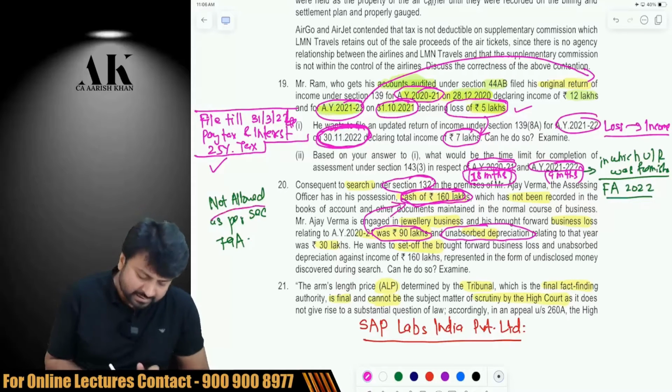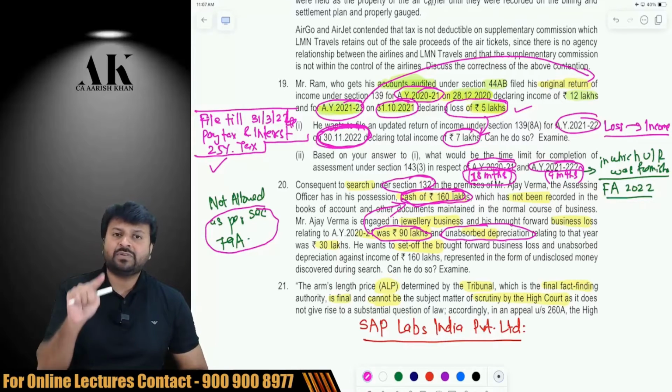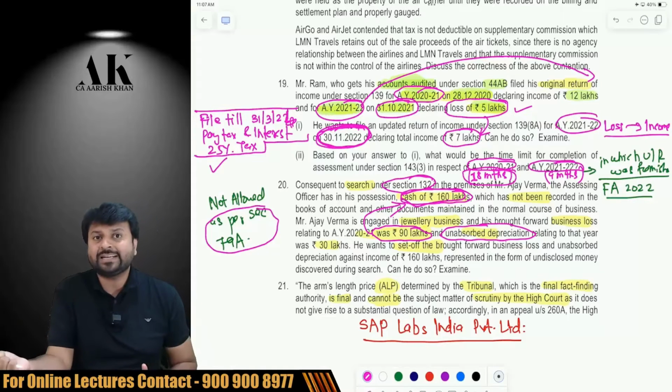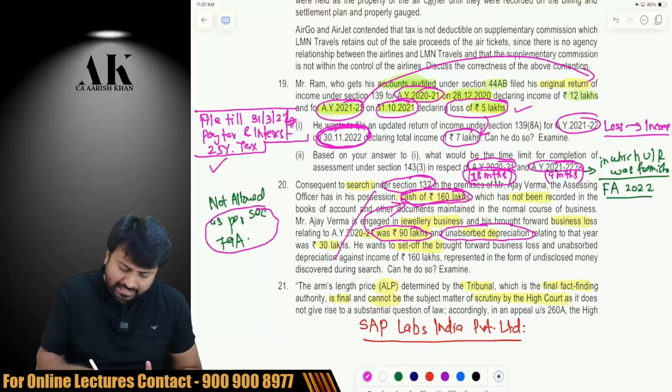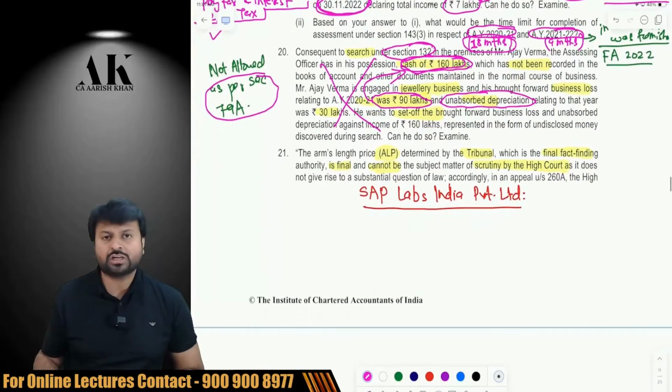So, there is a specific section inserted by Finance Act 2022 which says that if income is found under search and seizure, and you wish to set off your loss and unabsorbed depreciation against that undisclosed income found under search and seizure, that is not allowed under the income tax law as per section 79A. This is what the law has to say in question number 20. Okay, this is also a Finance Act 2022 amendment.